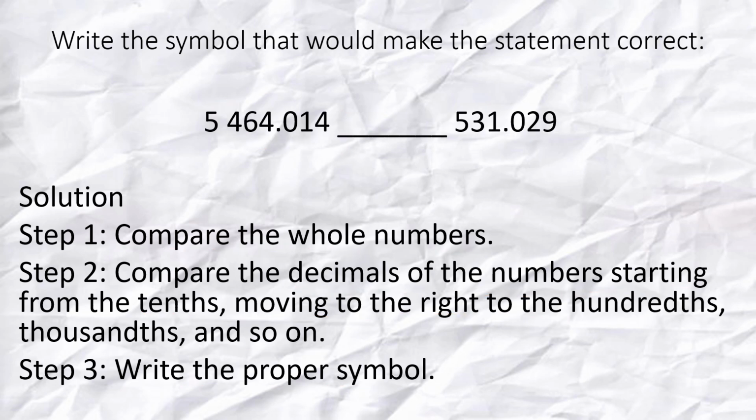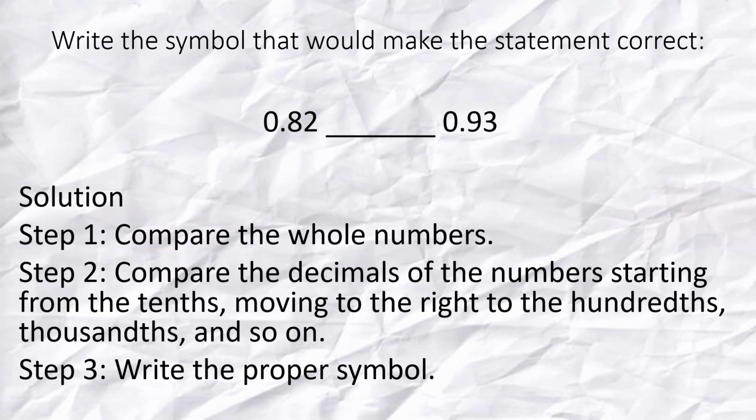Next, how about this one? 5,464 and 14 thousandths and 531 and 29 thousandths. For step 1, again, we have to compare the whole numbers. Since the digit 5 here has a place value of thousands, while the digit 5 here is only in hundreds, we can say that the number on the left is bigger or greater than the number on the right. So the correct symbol that we can use here is greater than as well.